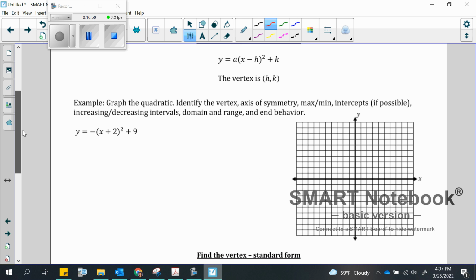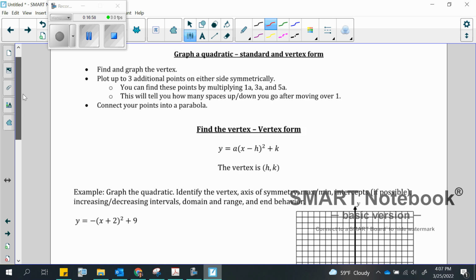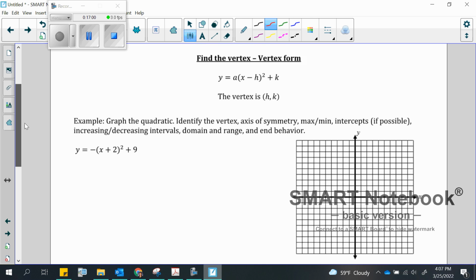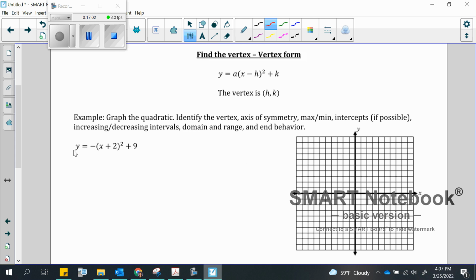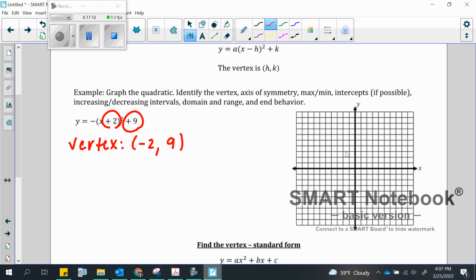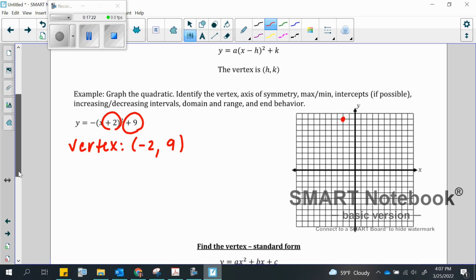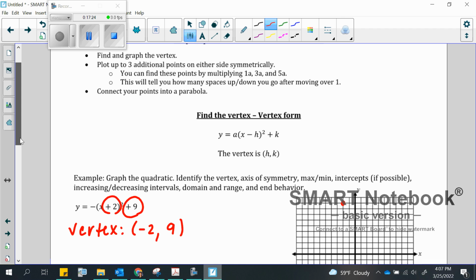Okay, so now what about when we are in vertex form? When we're in vertex form, we already know the vertex, so we'll start there. So vertex. Change the sign in the middle, so it'll be negative 2, 9. That would be my vertex. There's negative 2, 9. Okay, here is the trick when it comes to graphing in vertex form. Once you find the vertex, in order to graph it, there is a shortcut.